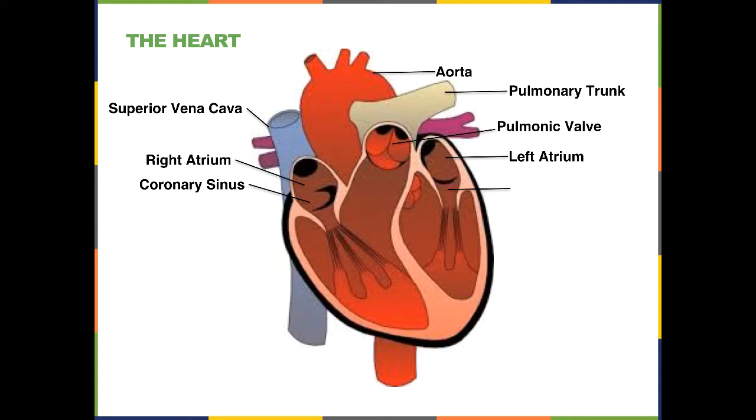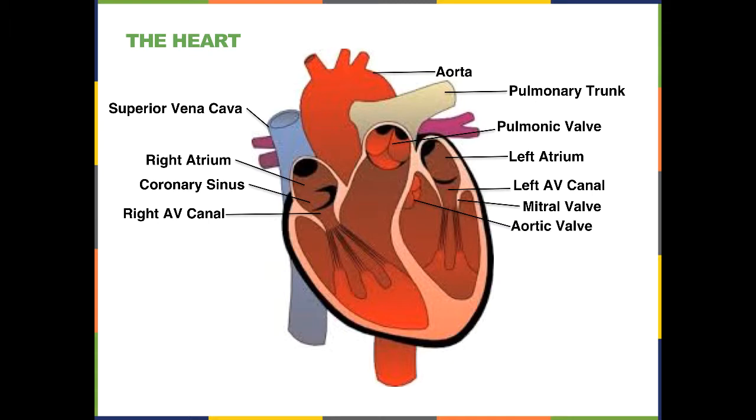The valve that closes between the left atrium and the left ventricle is the mitral valve, or left AV canal. The valve that closes between the right atrium and the right ventricle is the right AV canal. Now, both of these canals are controlled by valves. The valve here is called the mitral valve, and the valve that closes from the left ventricle into the aorta is the aortic valve. On the right side, the valve that closes between the right atrium and the right ventricle is the tricuspid valve.